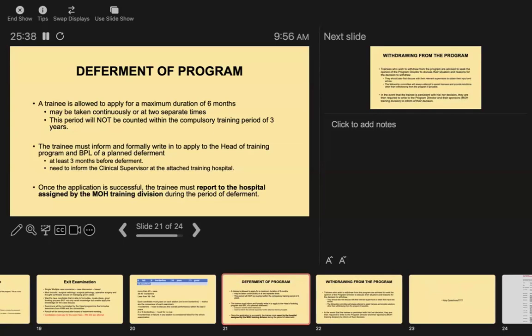Tak dikira. The trainee must inform and formally write a letter to the head of service and the BPL of a planned deferment at least 3 months before deferment, and need to inform the clinical supervisor at the attached training hospital. Once the application is successful, the trainee must report to the hospital assigned by the Ministry of Health Training Division during the period of deferment. Right?